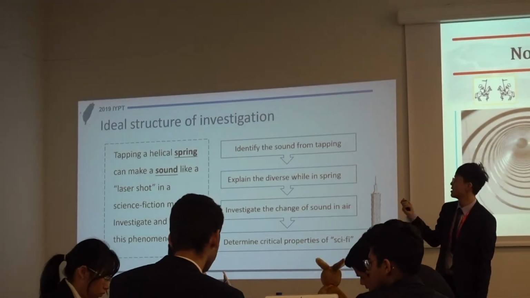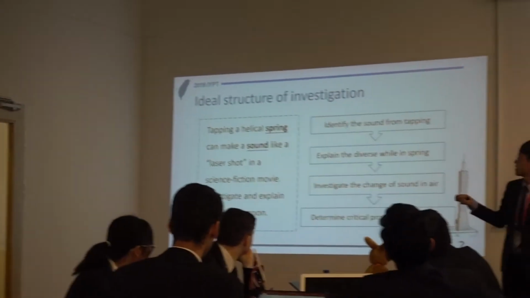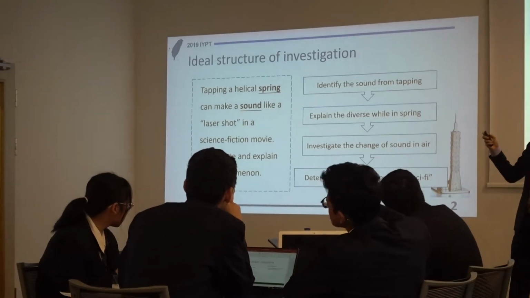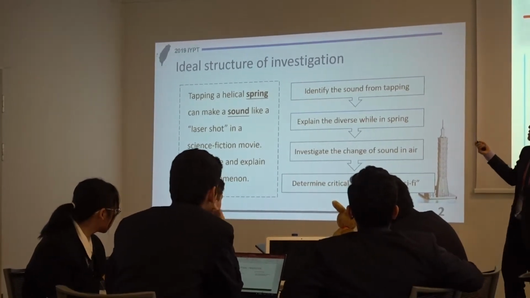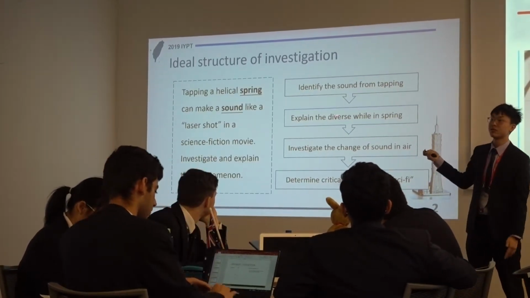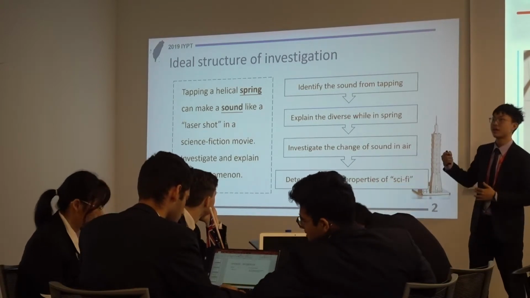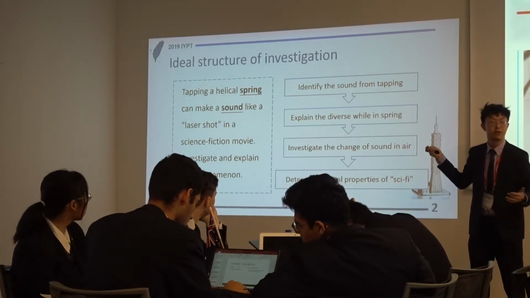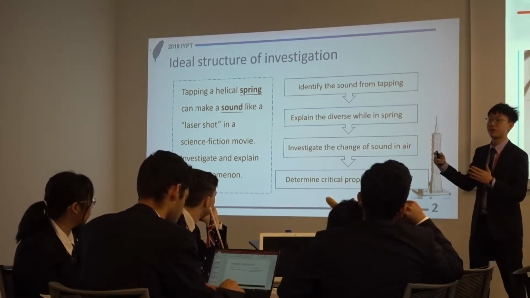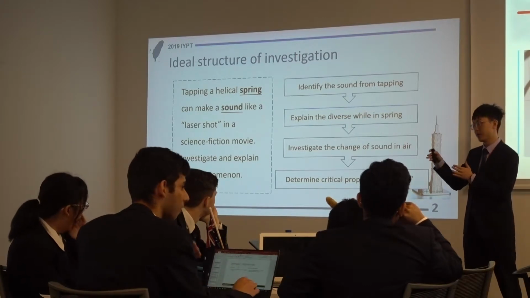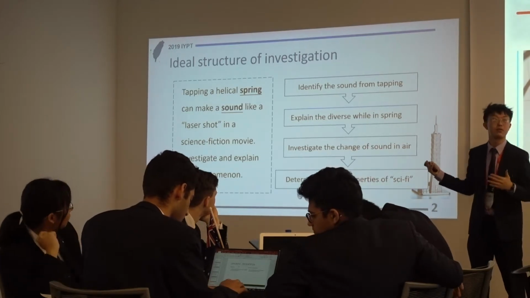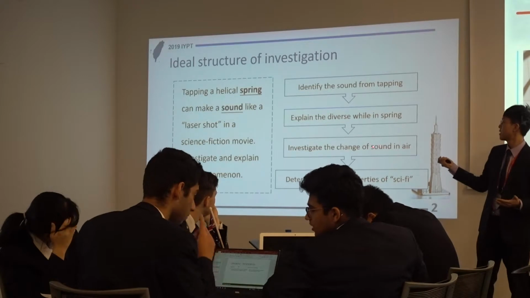So here's the problem statement. It asks us to investigate how the sound of a laser shot can be produced when tapping a helical spring. The ideal structure for solving this problem would be first to identify the sound that is originally created by tapping the spring, and then how the sound changes while traveling inside the spring, which the reporter said is the dispersion relation. Then we investigate how that sound coming out of the spring into the air and then into our ears can cause the perception of the sci-fi sound, which the reporter didn't explain at all. So I will discuss that later on.